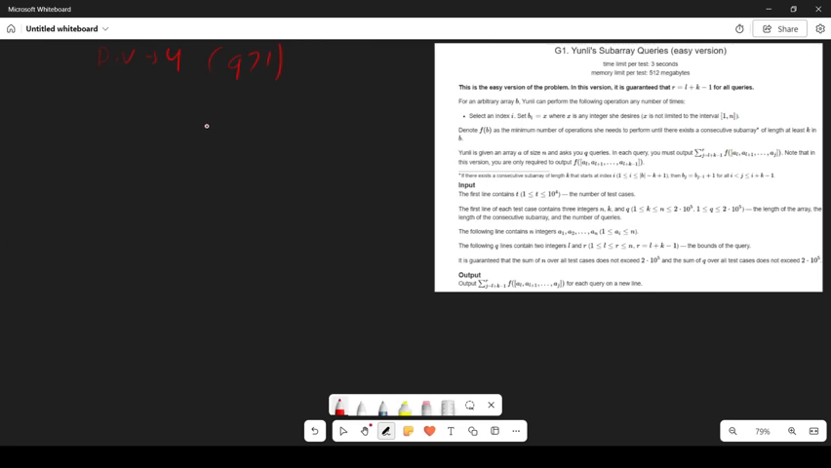Hey everyone. So today we'll be looking at a problem from Codeforces Round, I think it was 2 days, 3 days before, around 971. And question G1, that is Yunli's Subarray Queries, and this is an easy version.